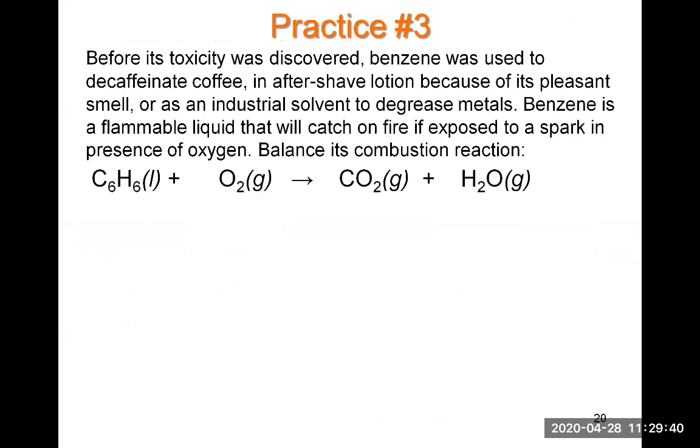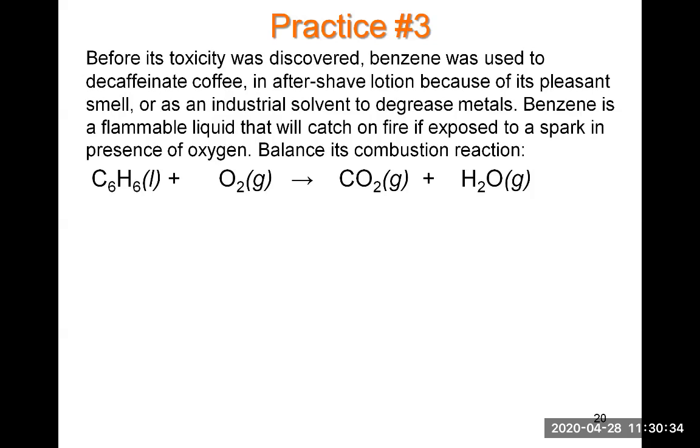So let's go through some practice about benzene. Before its toxicity was discovered, benzene was used to decaffeinate coffee, or in aftershave lotions because of its pleasant smell, or as an industrial solvent to degrease metals. Benzene is a flammable liquid that will catch on fire if exposed to a spark in presence of oxygen. So here you have the skeletal equation of the combustion reaction of benzene. As always, when you have a combustion reaction, you have oxygen as part of the reactant on the left side, and you have carbon dioxide and water on the right side, produced from the combustion of a compound made of carbon and hydrogen.